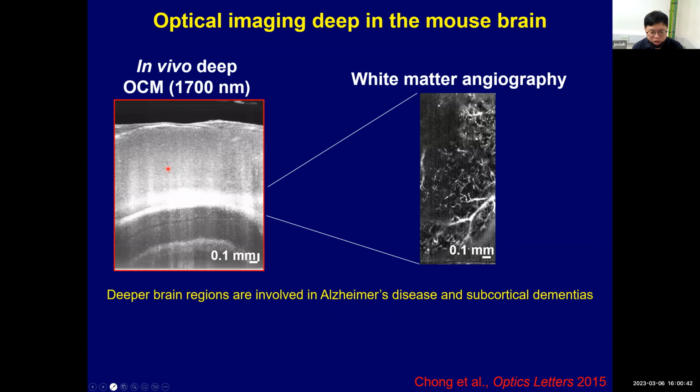So we also demonstrate that with the OCT, you can actually get the angiogram of the deep part of the subcortical brain, and this is a figure showing the white matter angiography, which is close to the corpus callosum.